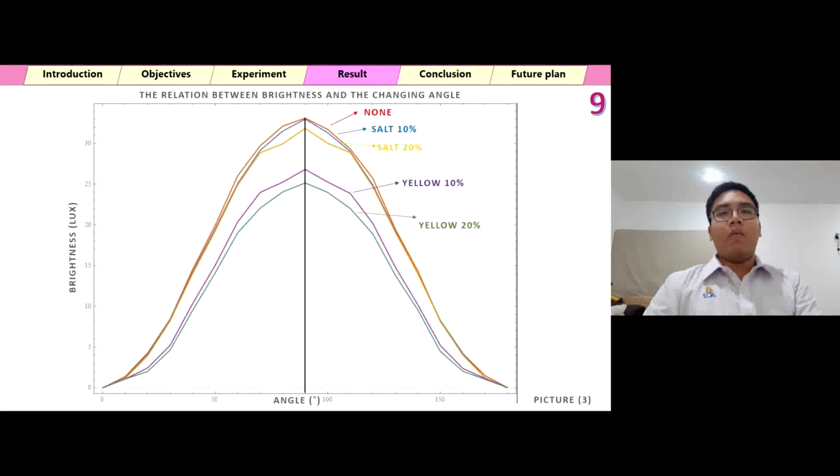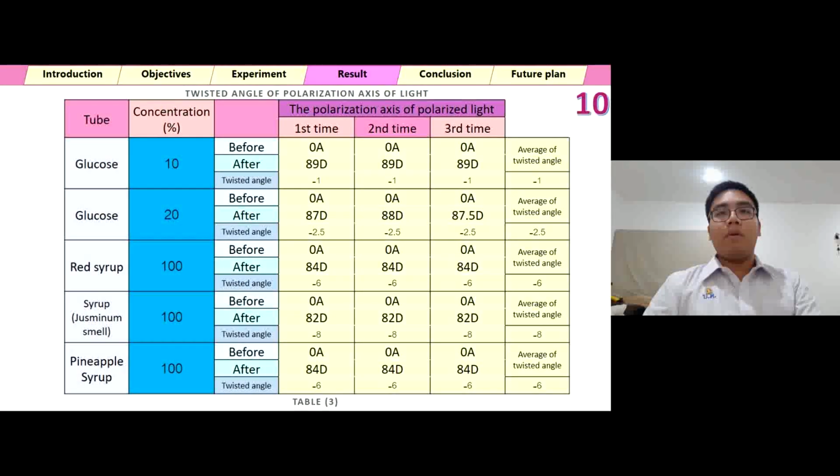Even though salt and yellow water solution did not affect the polarization axis of light, but the glucose solution and syrup in the market can twist the polarization axis of light. From this table, my analysis means to rotate in the opposite directions. And jasmine syrup can twist as much as possible compared to other solutions. And glucose 20% concentration mass by volume can twist the angle better than glucose 10% concentration mass by volume.